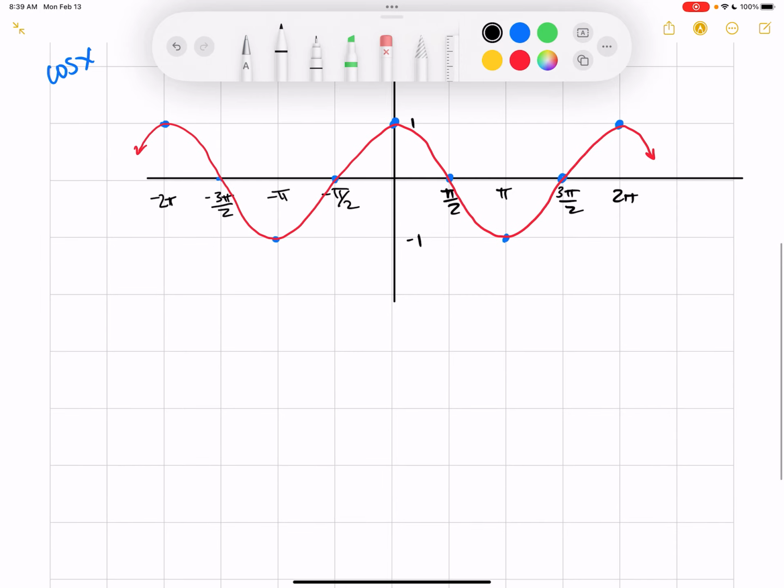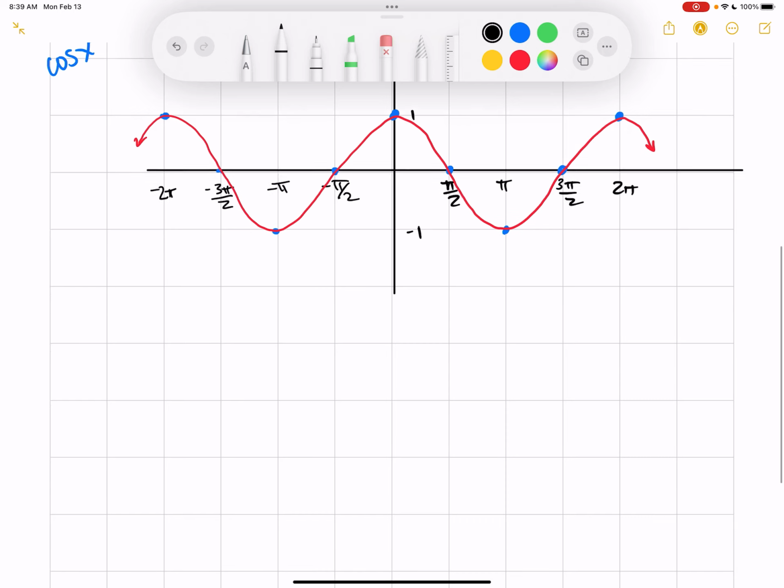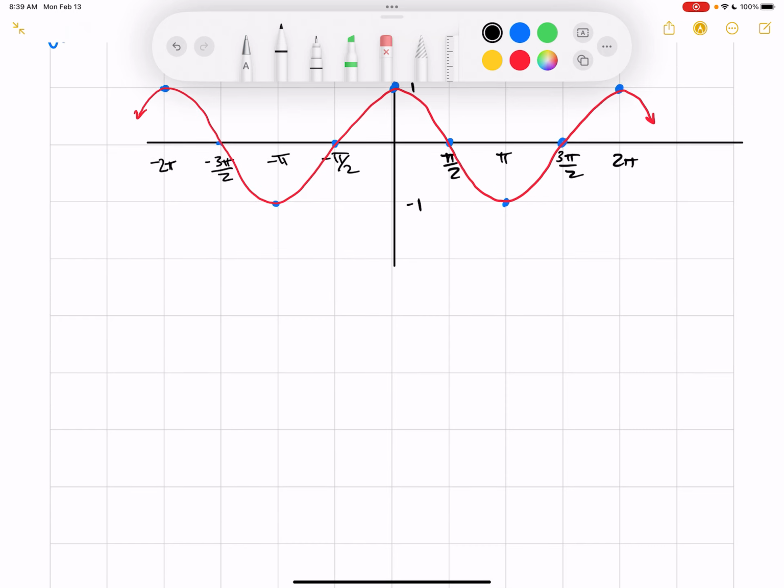So tangent is not going to look anything like that, but the setup of the points is the same. So you'll still set up -2 pi to 2 pi and -1 to 1, but we don't really care about that much.